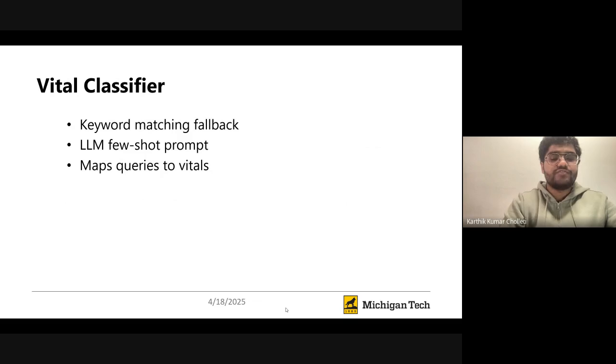The vital classifier handles the user's natural language query. For example, if we ask what's her pulse or what's the particular patient's blood pressure, this kind of query is first matched against a small keyword list. If there is no match, we fall back to a few-shot classifier generated by a Llama prompt that labels the question with one of our vital categories. This hybrid approach keeps classification fast and accurate.